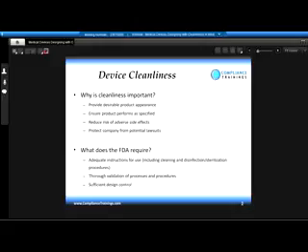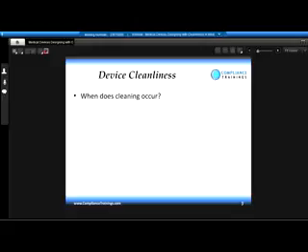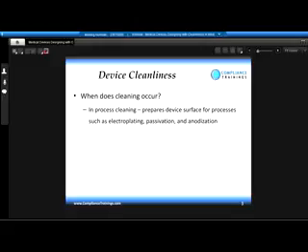They also want sufficient design control. They want to make sure that when you are designing that device, you're taking everything into account. So let's discuss a little bit of design control. Actually, first we're going to talk about when does cleaning occur.